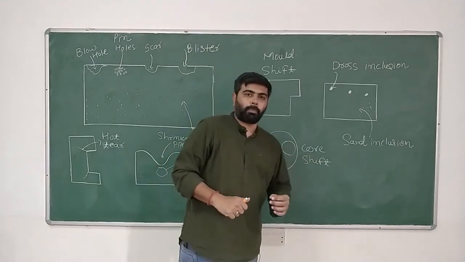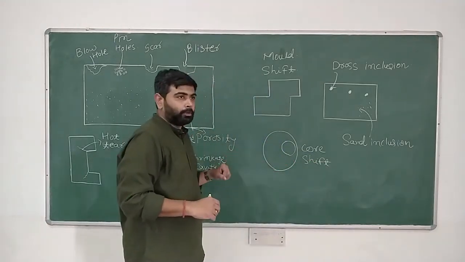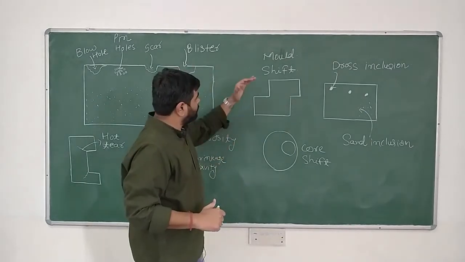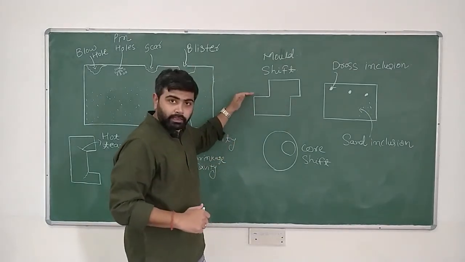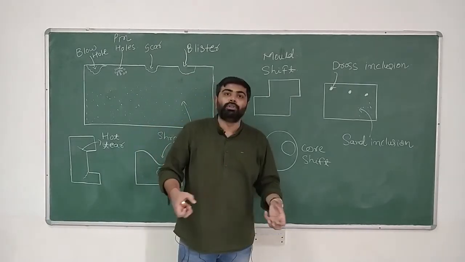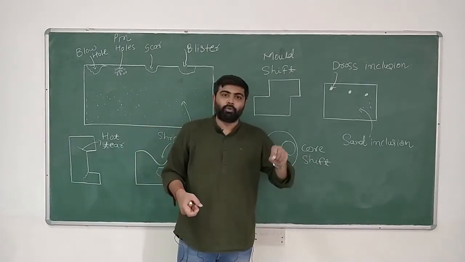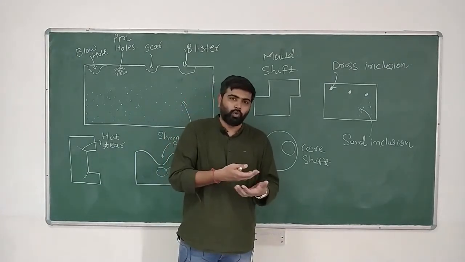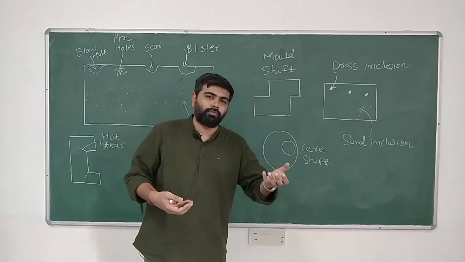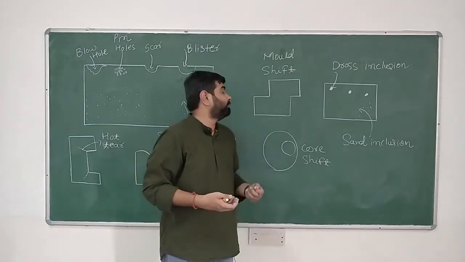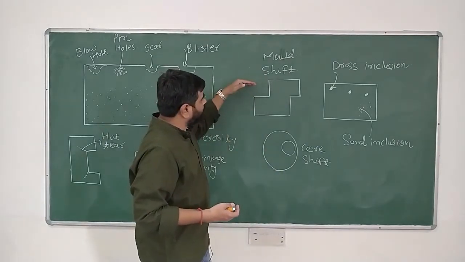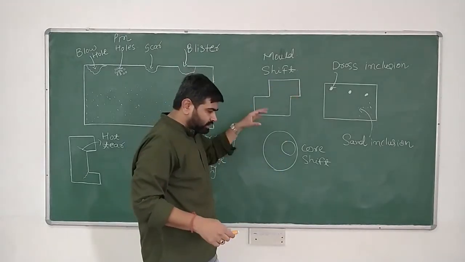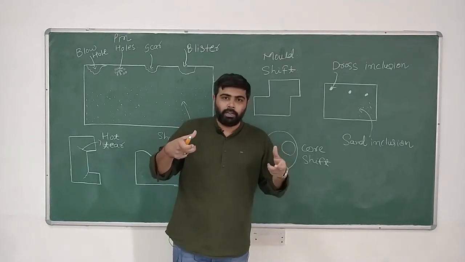So after discussing several defects, let us discuss a few more defects. When the cope and drag are not aligned with each other, and if a pouring takes place, then there is going to be a shift between the cope and drag, cope being the upper part of a mold, drag being the lower part of a mold. So in that case, one defect comes, and that defect is called a mold shift. Mold shift can be avoided by using alignment pins.